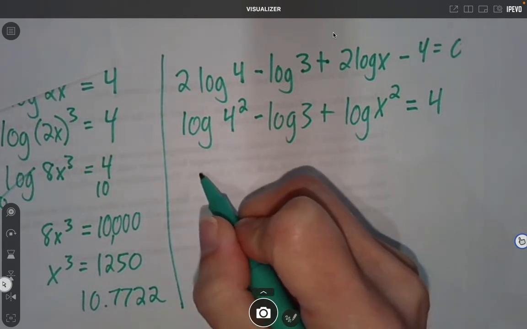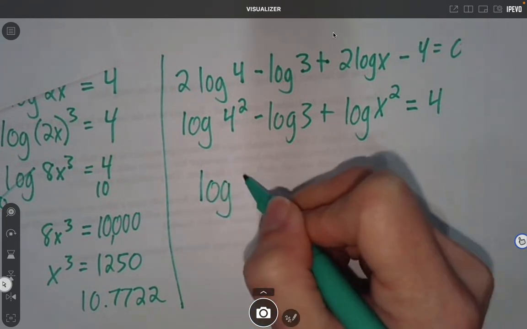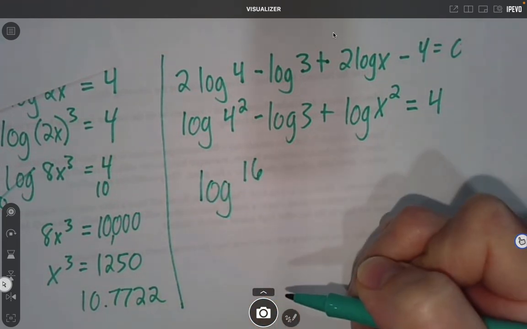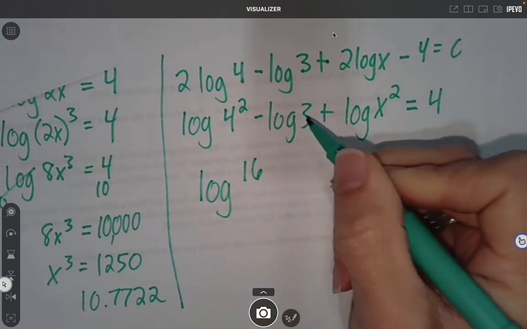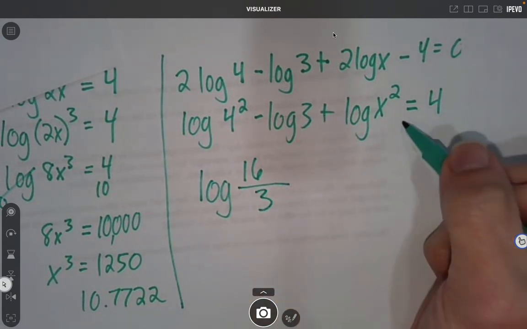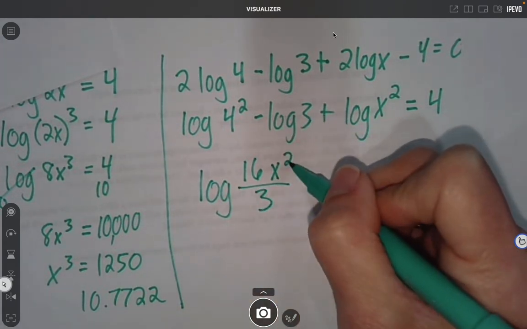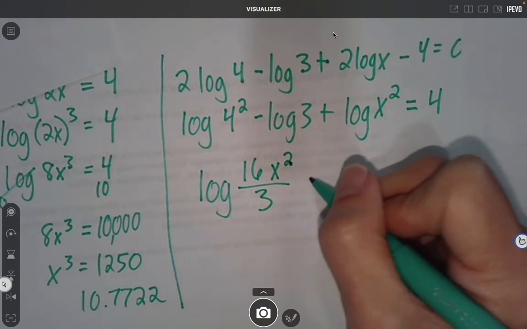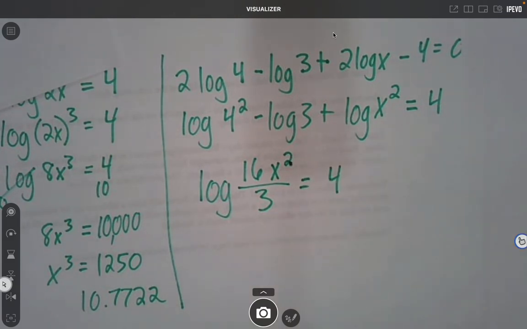16. So as I write these as one log, I'm going to write the 16. Everybody knows where that came from, right? Then we're going to divide by 3 because it was the minus sign. And then x squared goes up here because it was a plus sign. Equals 4. Now, how do we get rid of a log?